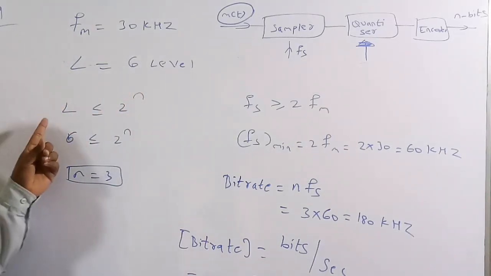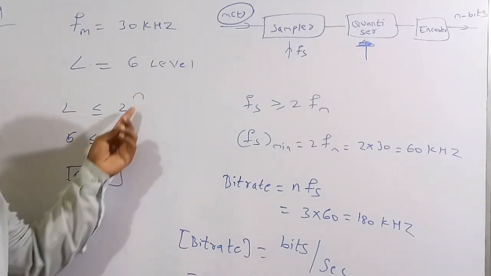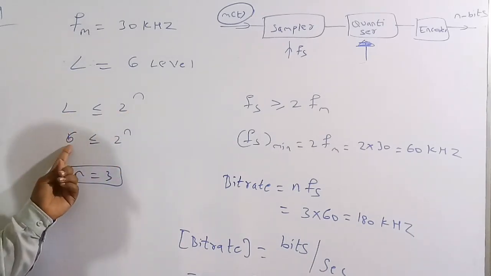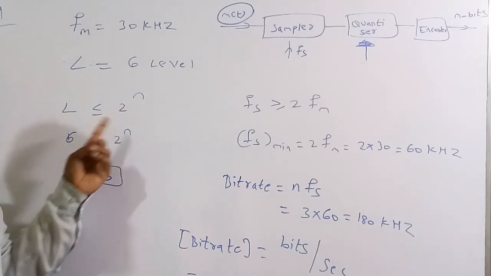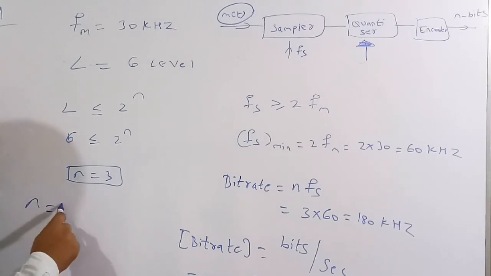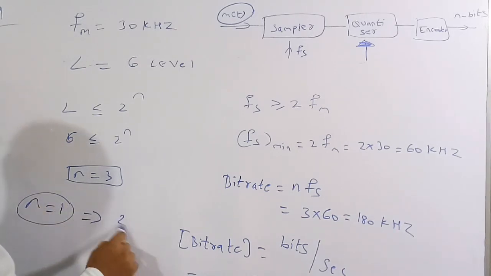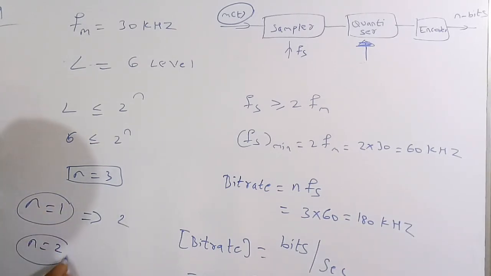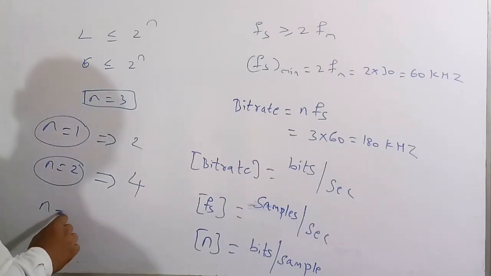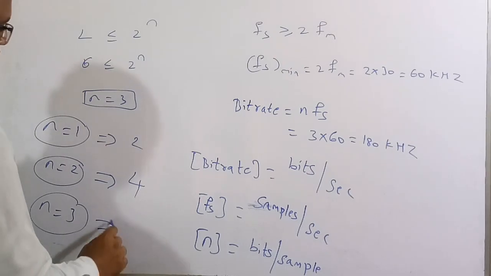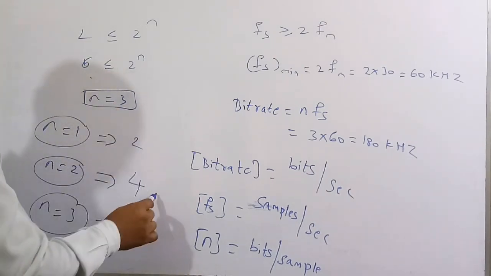But we know that the number of levels can be less than or equal to 2 to the power of n. In the question the number of levels is 6. Suppose if n is equal to 1, then only 2 levels are going to be produced. If n is equal to 2, we are going to produce the standard levels, which are 4 levels, since 2 squared is 4. And when n is equal to 3, we are going to get 8 standard levels. So therefore the 6 is going to lie between 4 and 8.